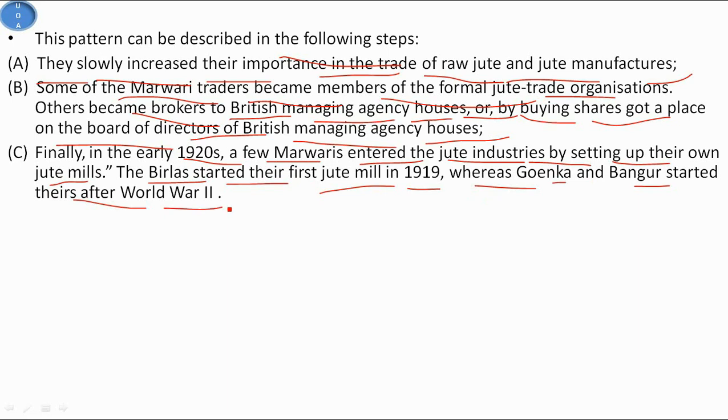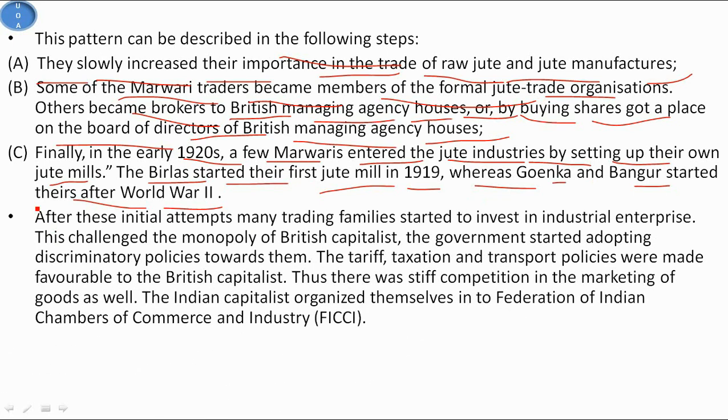So, apart from these communities, the bankers of Ahmedabad, without any British intervention or association, started setting up mills. After these initial attempts, many trading families started to invest in industrial enterprise. This challenged the monopoly of British capitalists. The government started adopting discriminatory policies toward them. Tariff, taxation and transport policies were made favorable to the British capitalists. Thus, there was stiff competition in the marketing of goods as well.